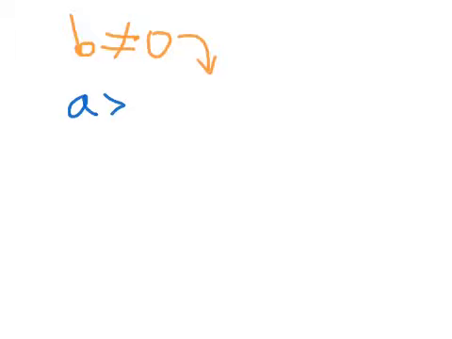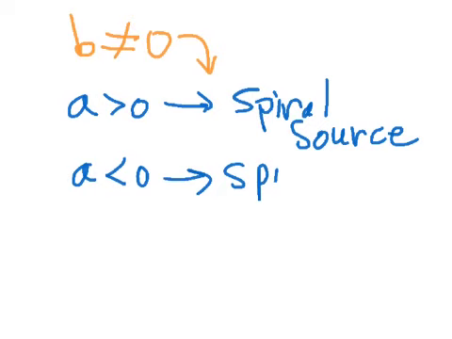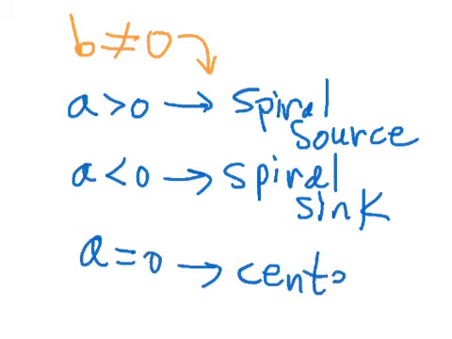If a is bigger than 0, then we're going to have a spiral source. If a is less than 0, so that's the real part, a, so that's a spiral sink. And a equal to 0, of course, this is a center. Alright, so this is pretty good. We got a pretty good jump on things, and now we just need to plot this in the AB plane.